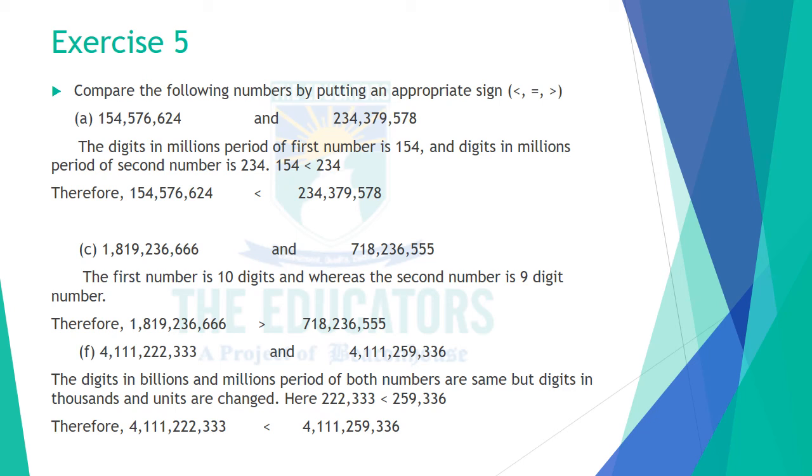Part F, 411,122,233 and 4,111,259. In this part, the digits in billions and millions periods of both numbers are the same, but the digits in thousands and units are changed. The numbers that are changed are 22,233 and 259,336, and we know that 22,233 is less than 259,336, so 411,122,233 is less than 4,111,259,336.